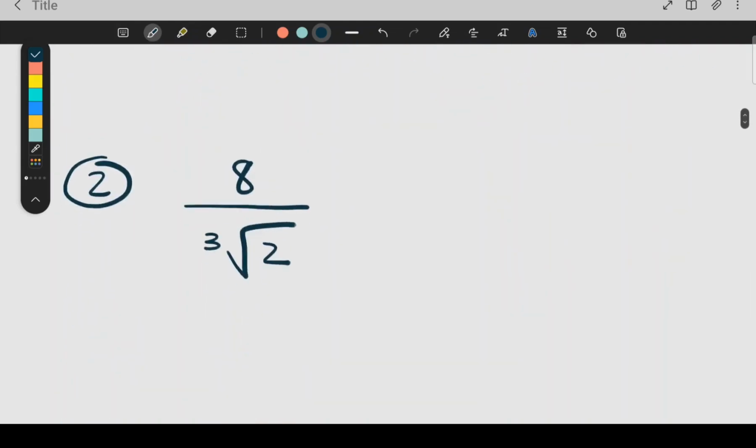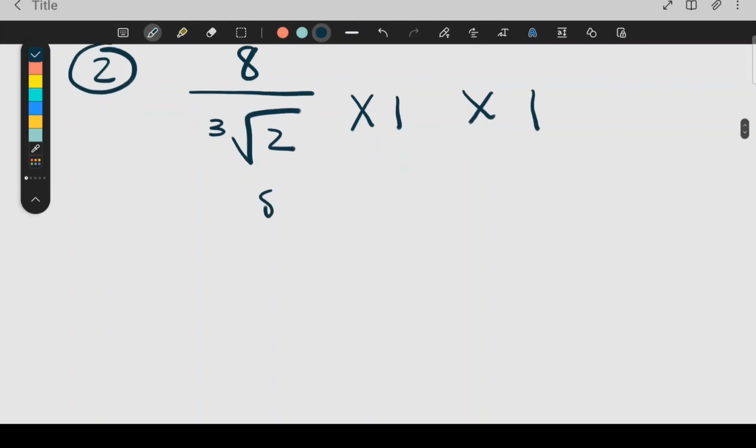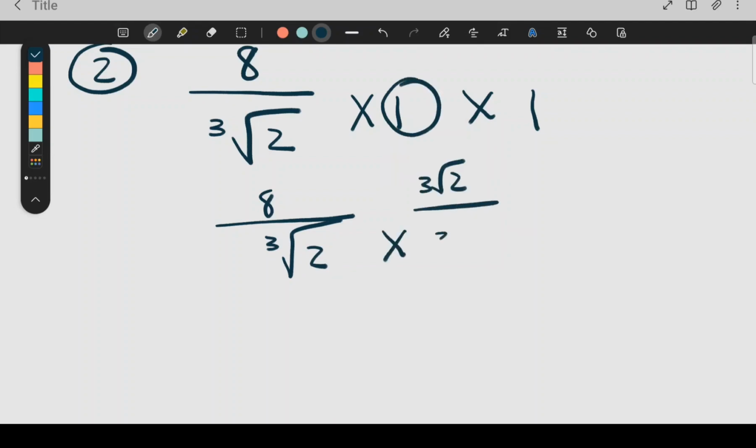So let's look at example 2. Example 2, you have a cube root. With the square root, you multiply by 1 once. With a cube root, you do it twice. You do it, and again. So 8 over the cube root of 2. This 1 will be changed to the cube root of 2 over the cube root of 2. Because isn't anything over itself still 1?